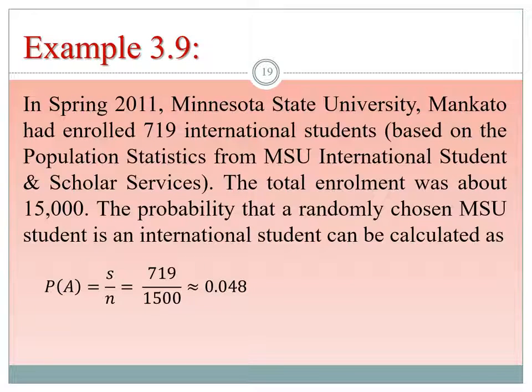So this is a simple example. In spring 2011, Minnesota State University Mankato had enrolled 719 international students, based on the population statistic from MSU International Students and Scholar Service. The total enrollment was about 15,000. The probability that a randomly selected MSU student is an international student can be calculated by directly applying that probability equation. So 719 divided by 15,000 should be equal to 0.048. Okay.